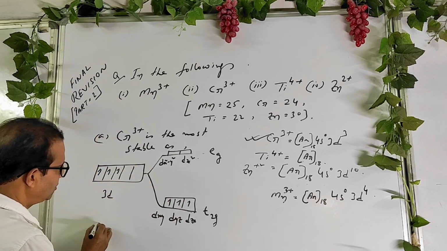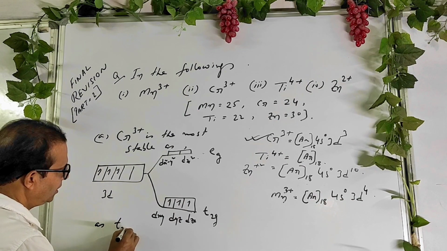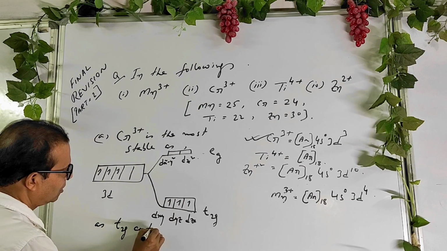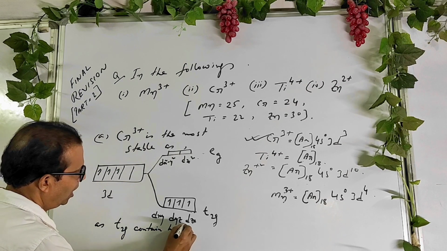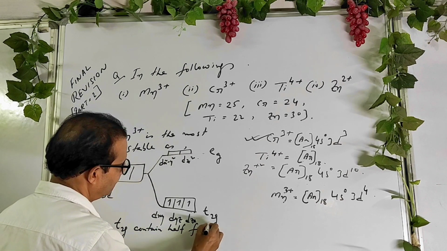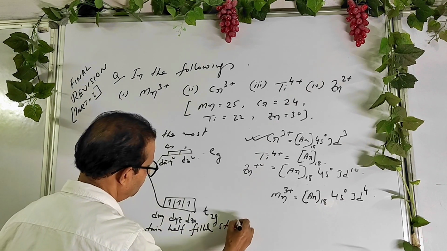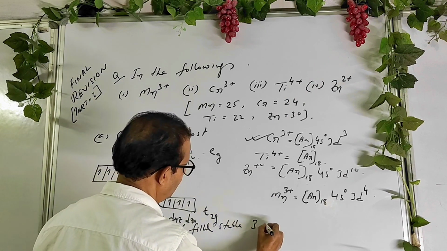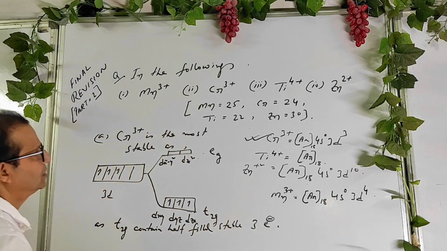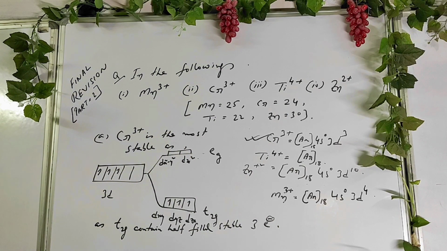That's why it is the most stable, because the T2g orbital contains 3 electrons, that is half filled. So the explanation is: T2g contains half filled, stable, 3 electrons. That is the answer. Okay.